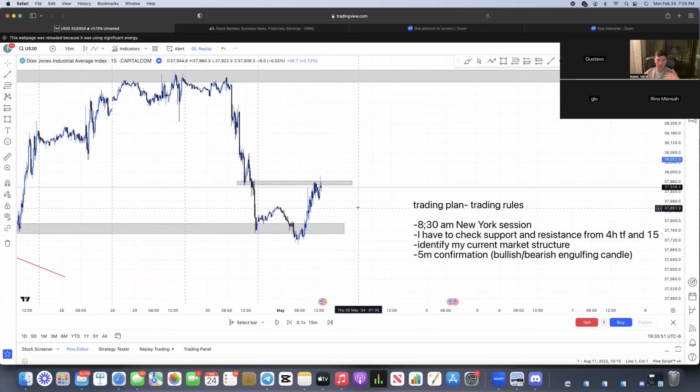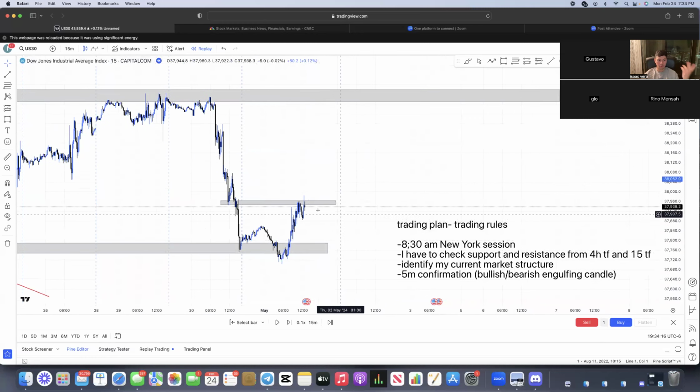Okay, so now let's say, for example, that I'm currently in my trading plan. It's 8:30 a.m. New York session opens, market opens. I have already identified my support key levels and my resistance key levels. I've already identified my current price action, which is no longer bearish. Now we are kind of shifting structure to the upside. So I'm gonna see if I go for longs, for buys instead of shorts.